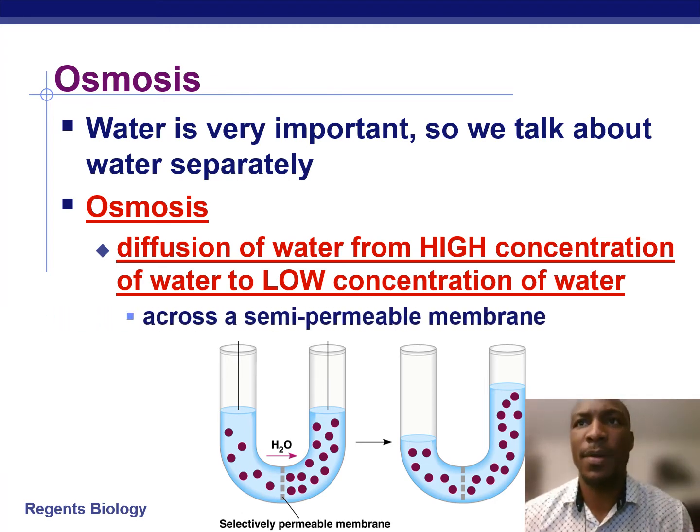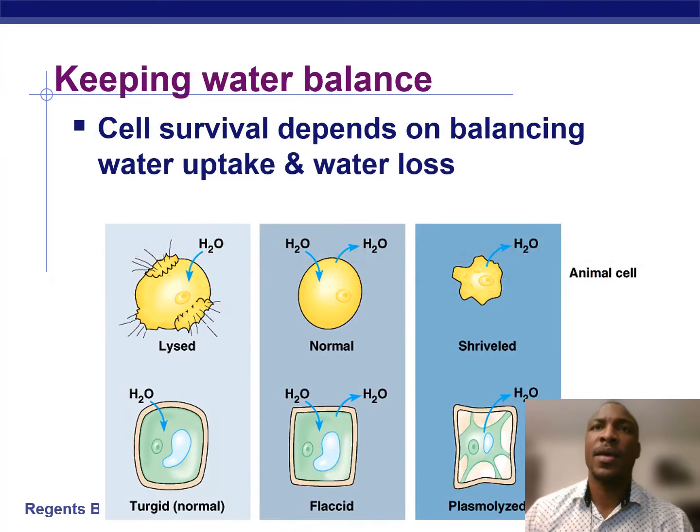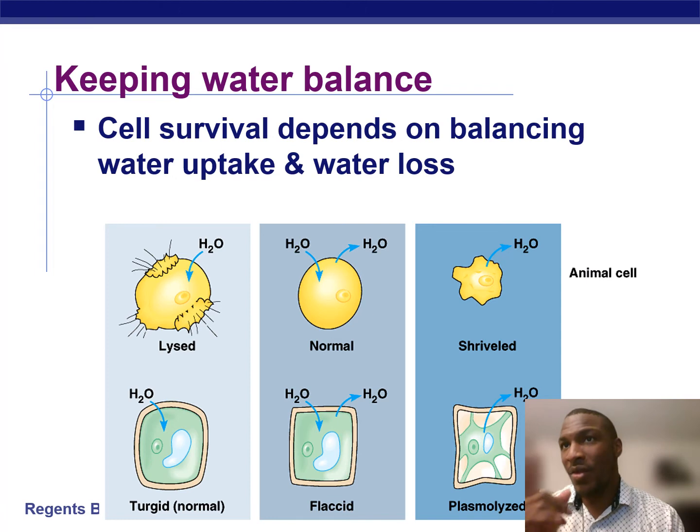All right, across the semi-permeable membrane, understand there are three types of things that we have to worry about when we talk about the survival of cells when it comes to water, right? Because too much water can blow things up. So cell survival depends on balancing water uptake and water loss. The first one we have here is when water moves into a cell, it can lyse or rip. Or in a plant cell, because they have a wall to protect them, they become very rigid. If you've ever eaten celery, the reason why it's so hard like that is because it's full of water.